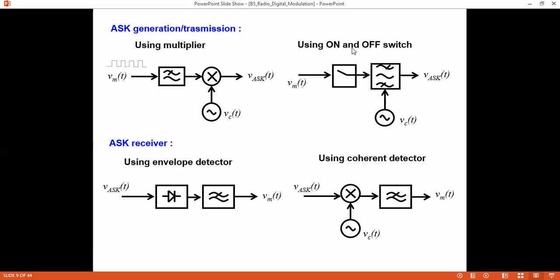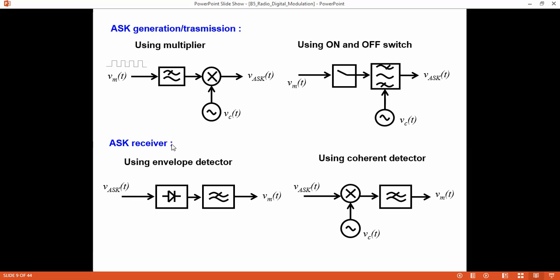We can also use an on and off switch, where our VMT produces 1 or 0. This 1 or 0 bit will control our switch. If it's 1, the switch will be on, and our carrier will be transmitted. Otherwise, if it's 0, the circuit will be broken and cut, and then there's no carrier frequency.